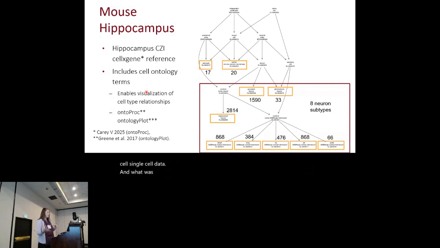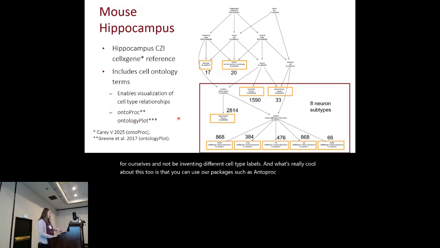And what was really great about this data set was that they provided cell ontology terms. And I would encourage people, if you are doing single cell RNA-seq analysis, to try to use this controlled ontology, because then we can all use the same labels for our cells and not be inventing different cell type labels. And what's really cool about this too is that you can use R packages such as ontoProc and ontologyPlot to create hierarchical trees to show the relationship between different cell types. And so with this data set, we were able to identify 8 different neuron cell types. I apologize, you can't see everything, but there are different neuron cell types, but these weren't actually the labels that the PI was interested in.